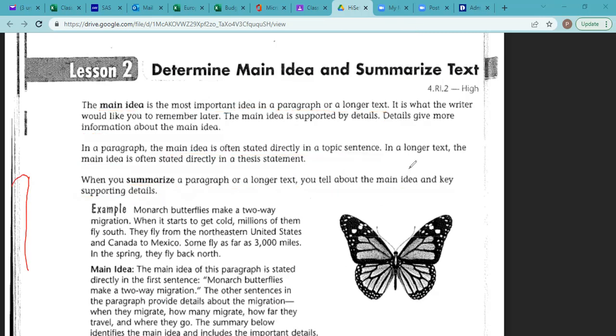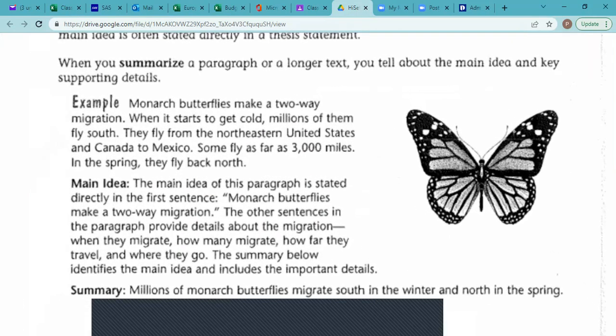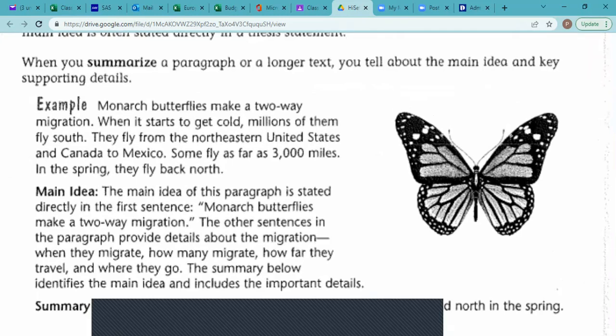Monarch butterflies make a two-way migration. When it starts to get cold, millions of them fly south. They fly from the northeastern United States and Canada to Mexico. Some fly as far as 3,000 miles. In the spring, they fly back north.